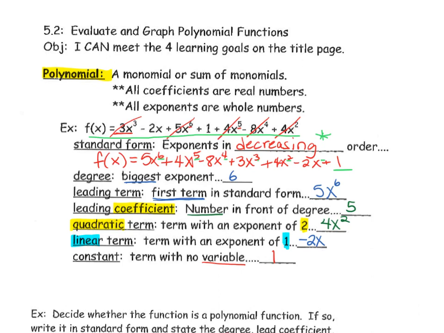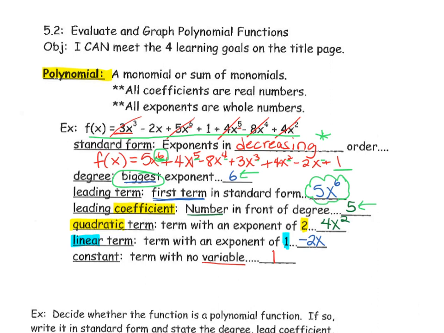Now the degree of a polynomial is just the value of the biggest exponent. So in this case, the degree is 6 because that first exponent is 6. The leading term versus the leading coefficient. The term includes everything, so it's that whole thing that's written first, 5x to the 6th power. The leading coefficient, though, is just the number out in front. And we use the leading coefficient and the degree to help us sketch graphs later in this lesson.